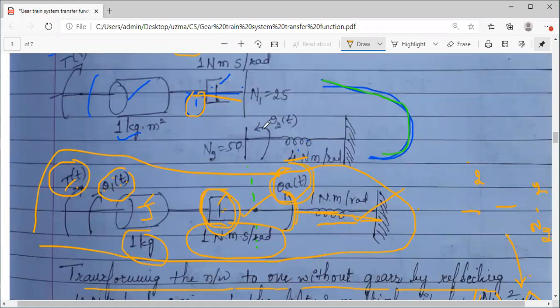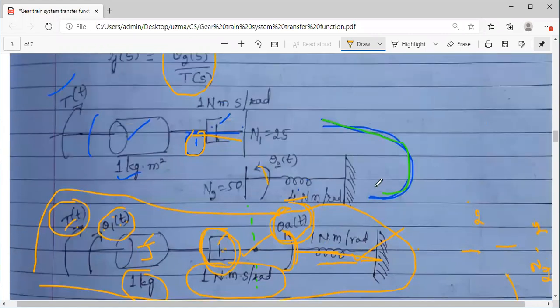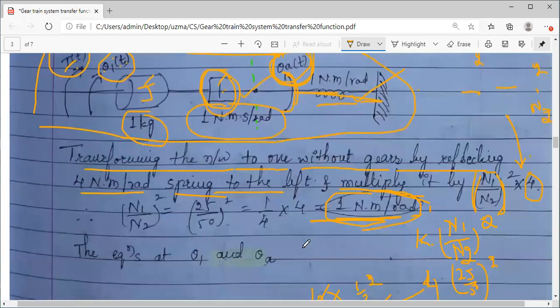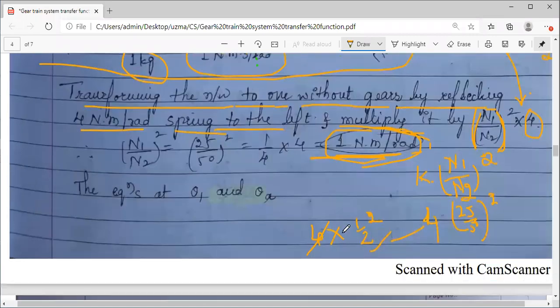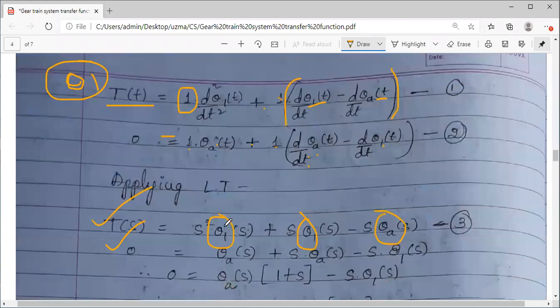This theta A is your changed value. When I am reflecting theta 2 over shaft 1, the value will change. That changed value is theta A. But how do we get that? We can associate this theta A with theta 2. At the end we will do it. But for now, at least assume that somehow we will get the relation for theta A.